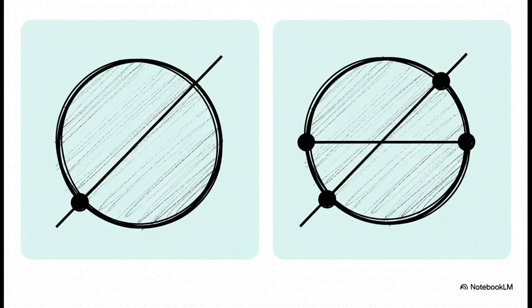And finally, let's look at two types of lines that interact with a circle from the outside. You've got a tangent, which just kind of skims the circle, touching it at one single point. And then you have a secant, which cuts right through it, intersecting at two points. So one point versus two. That is the key difference right there.